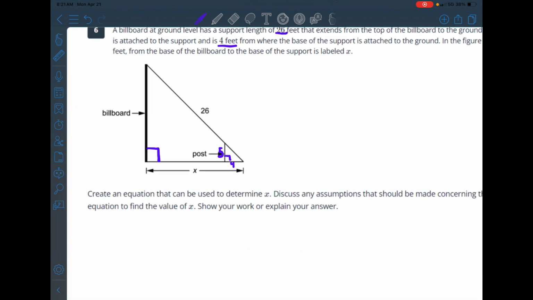So if we could find this other side here, that would help us be able to find what this is. So the first thing we're going to do is we're going to use our Pythagorean theorem.